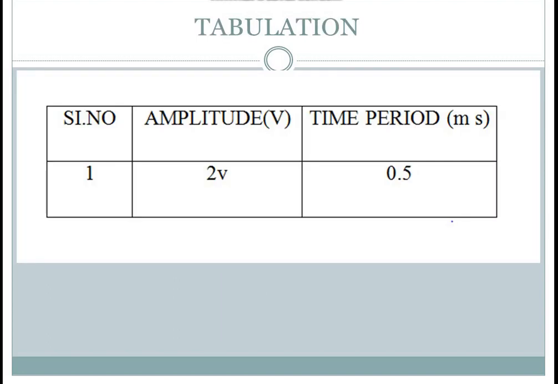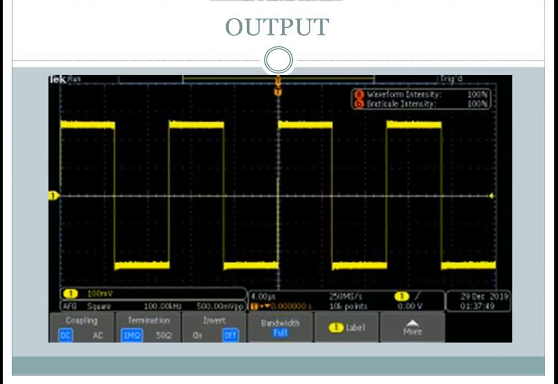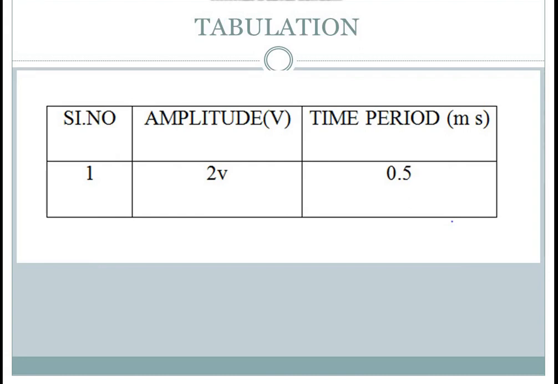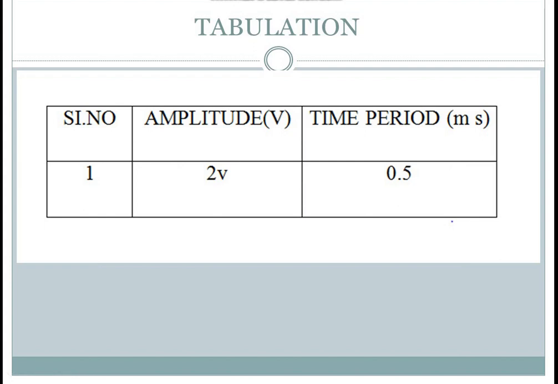Next, the tabulation. How do we calculate it? This is a sine wave, but in this experiment our output is only a square waveform. Just to show how to calculate the voltage, amplitude and time period, I am using this sine waveform for clarification. The amplitude is calculated as voltage equal to the number of boxes covered in the vertical into the voltage knob setting in the CRO.